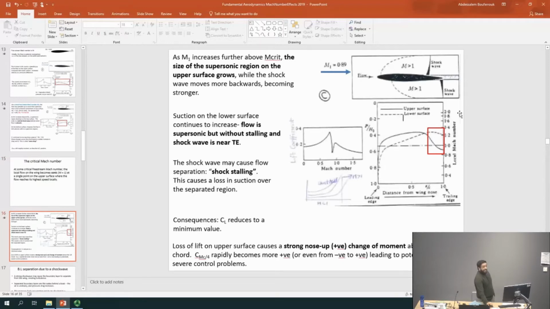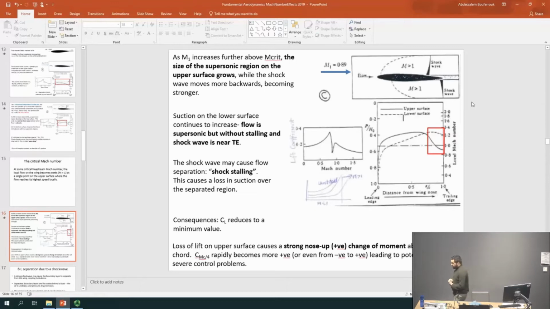Now, interestingly, there is also a supersonic region on the lower surface, where M is greater than 1. Again, any supersonic region must end with a shock wave. So in this case, the shock wave on the lower surface is very close to the trailing edge. So you really have two shock waves in this case.